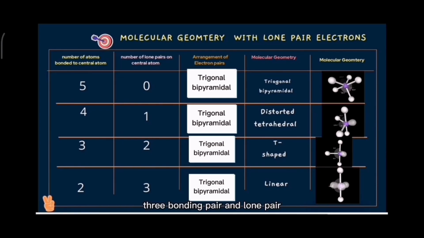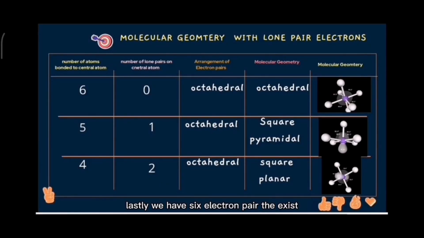And also, when there are 3 bonding pairs and 2 lone pairs, the shape will still change, turning into a T shape. And last but not least, with 2 bonding pairs and 3 lone pairs, the shape will turn out to be linear. Lastly, we have 6 electron pairs that give the shape of octahedral.